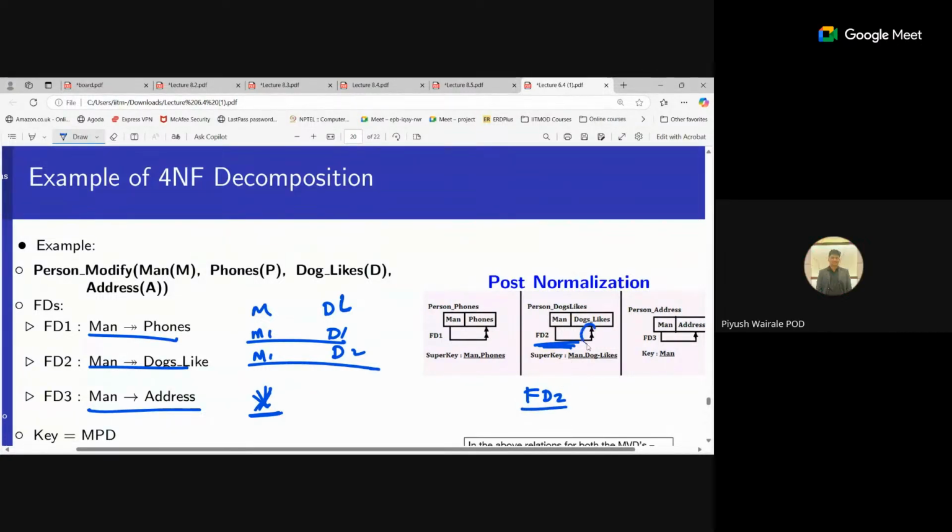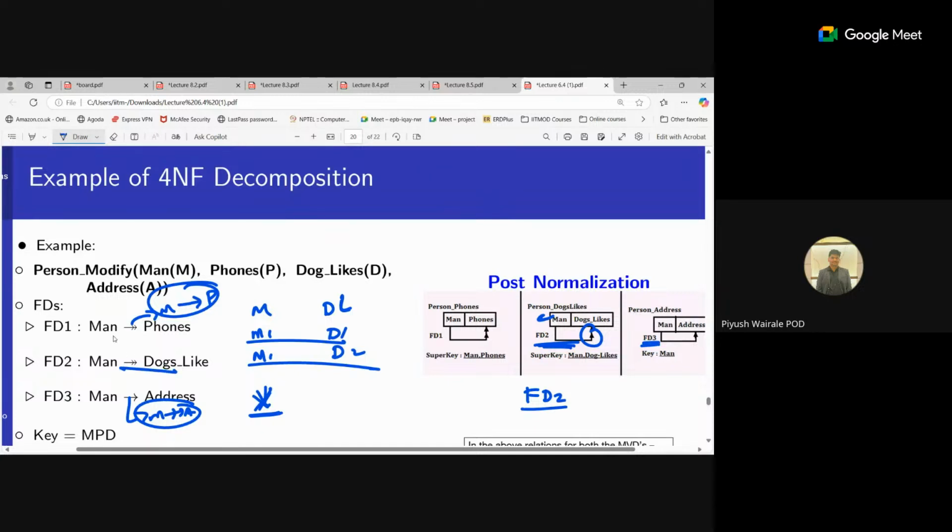So it's a multivalued dependency. We don't have an FD applicable to this particular thing. There is no functional dependency applicable to this. There is an FD applicable to man and address. So this is not an FD. We cannot say man is determining phone. This is not correct. Here we can say man multi-determines address. This can be possible, but the reverse is not true, right?